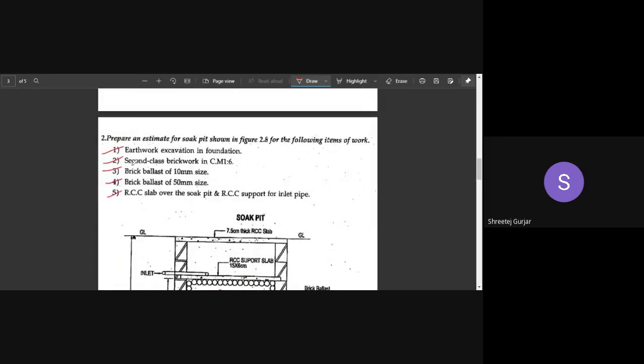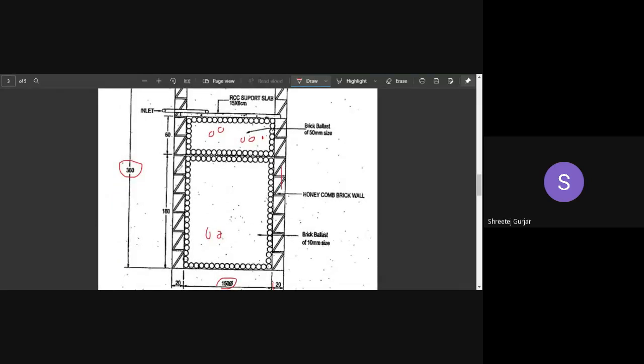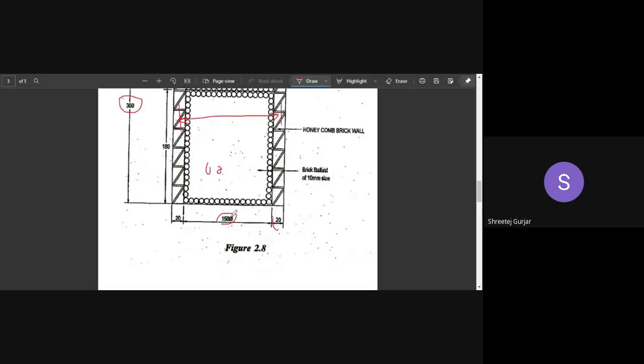Second thing, we need to calculate second class brickwork, right? So mean diameter, we need to calculate mean diameter starting from here, ending up to here. So mean diameter is how much? It is 150 plus half of this, that is 10, plus half of this, that is 10 centimeters. So totally 20 centimeters, meaning 170 centimeters. So 170 centimeters is the mean diameter.